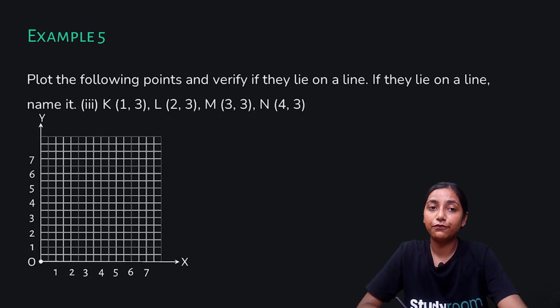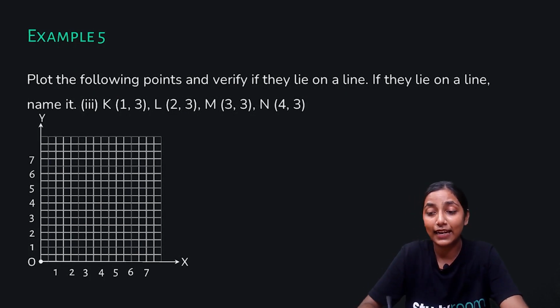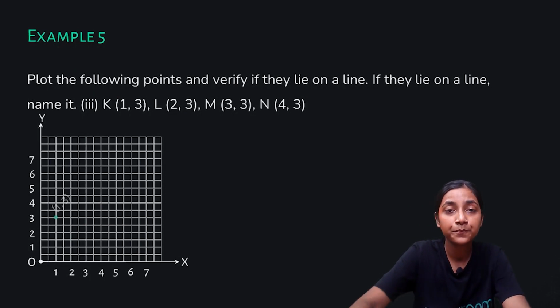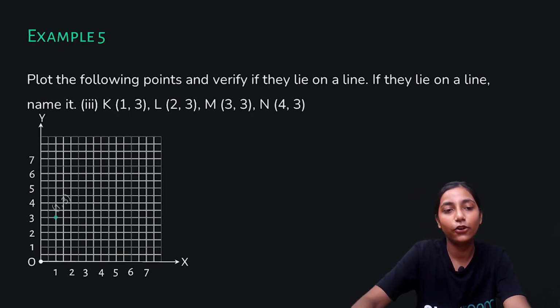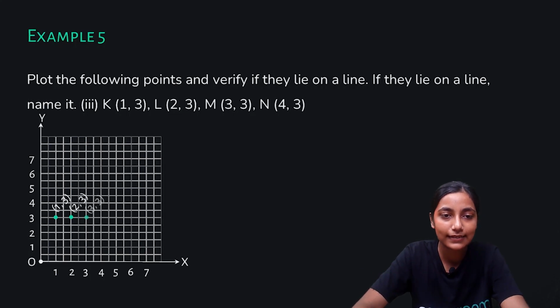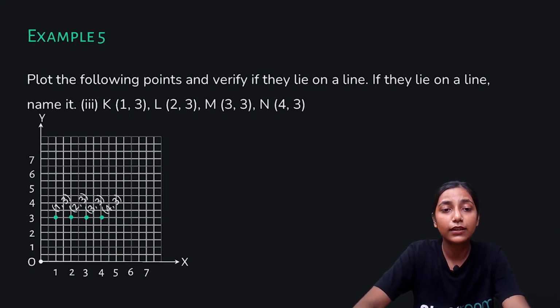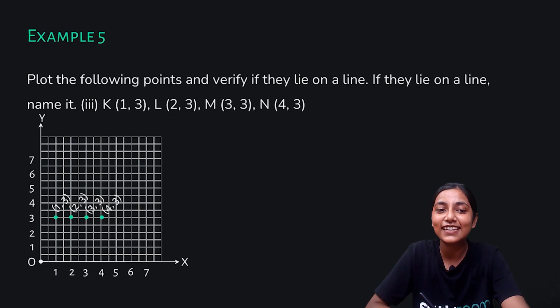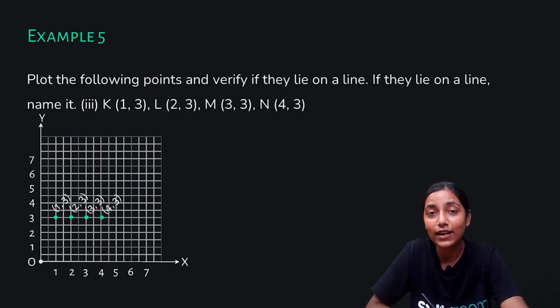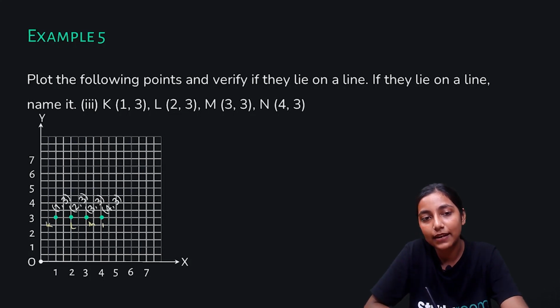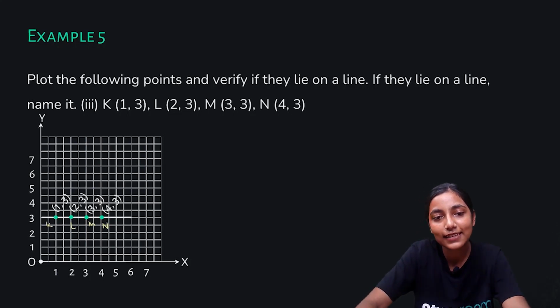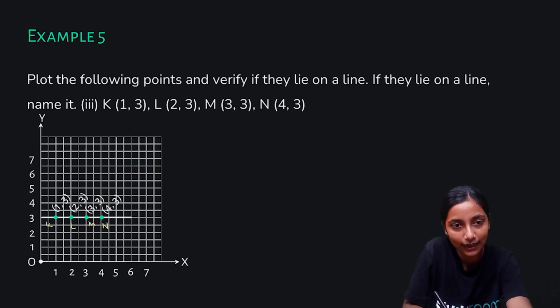Next, in this example, we have to plot the following points and verify if they lie on a line. If they lie on a line, name it. Again, we have the same question. We are going to plot all these points and check whether they lie on the same line or not. So if you plot K, that is 1, 3, you will get it here. 2, 3 lies here. 3, 3 lies here. Further, 4, 3 lies here. So you can say that yes, all these 4 points, K, L, M, and N, are lying on the same line, and this line is this line.